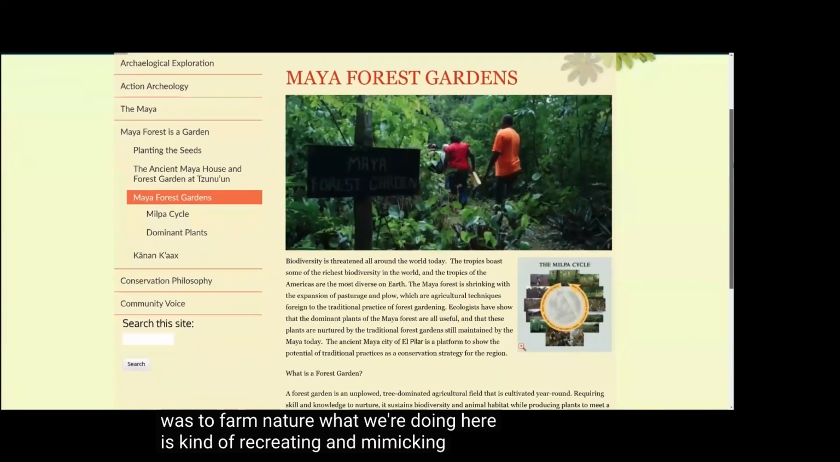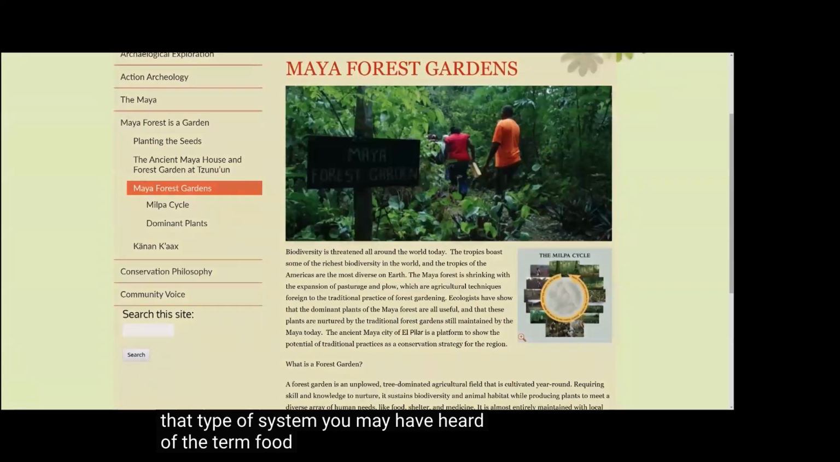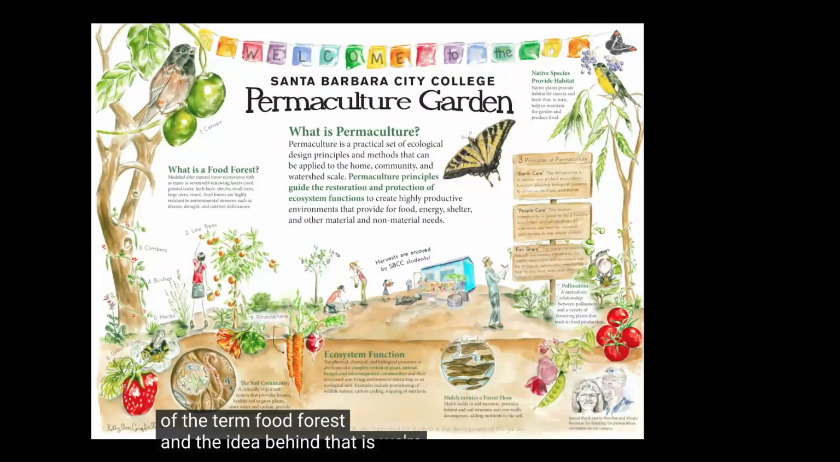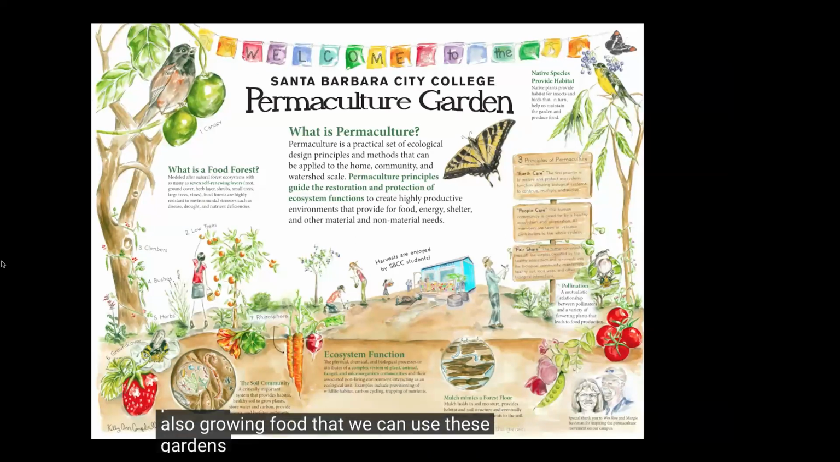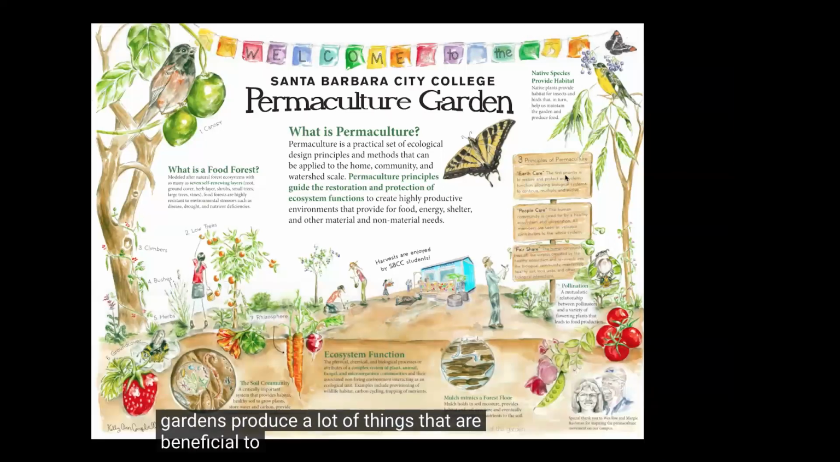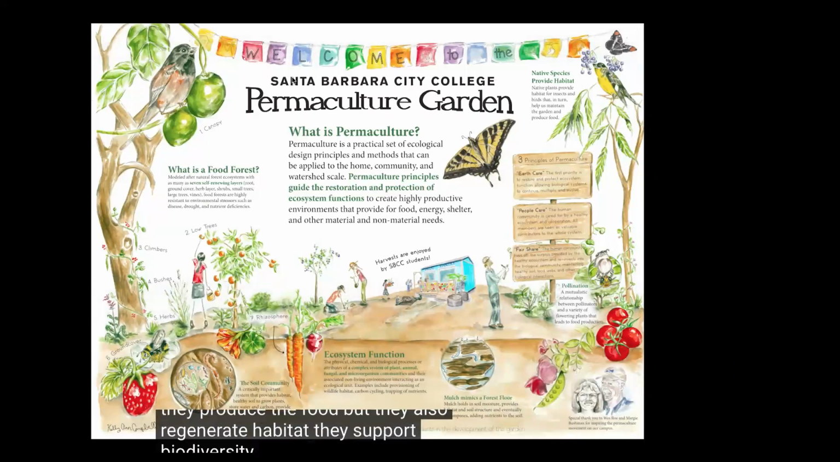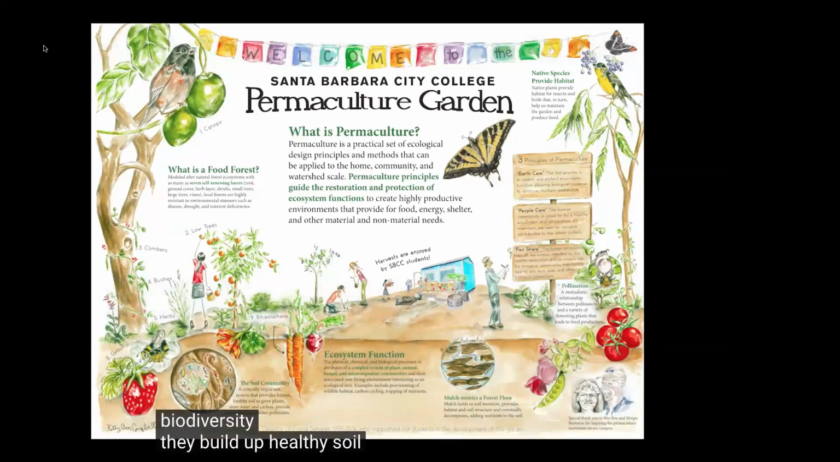You may have heard of the term food forest. And the idea behind that is we're, in essence, mimicking forest ecosystems, and in the process, also growing food that we can use. These gardens produce a lot of things that are beneficial to us. They produce the food, but they also regenerate habitat. They support biodiversity. They build up healthy soil.